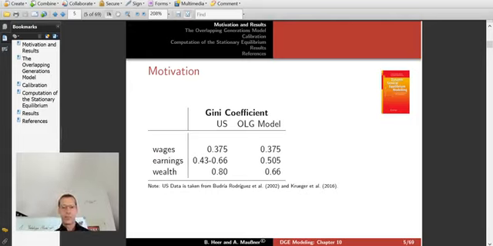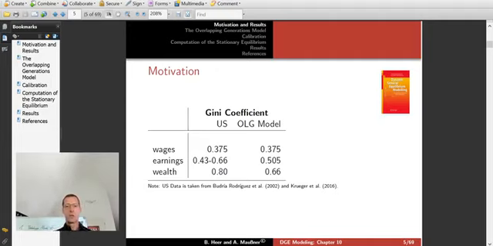So here we have some data in the left column for the United States, which is taken from Budría Rodríguez, Díaz-Giménez, Quadrini, and Ríos-Rull, and from Dirk Krüger. Wages in the United States, well, they are characterized by a Gini coefficient of 0.375.